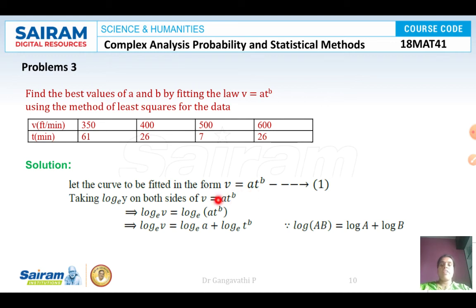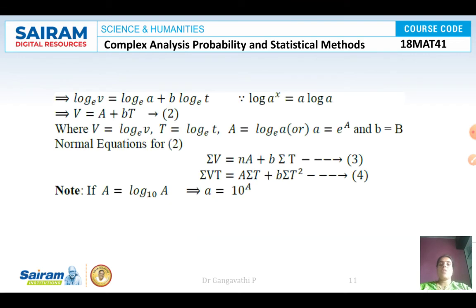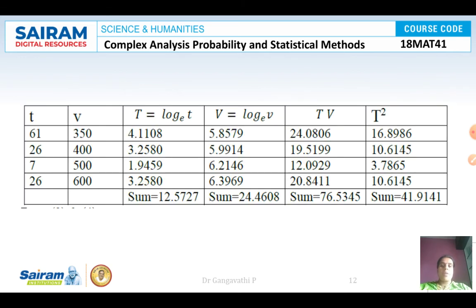Consider the given equation and take log on both the sides. With the properties of logarithms, you can write the equation of a straight line as V is equal to A plus bt. Call this equation 2. And the normal equations for this are: take the summation throughout, that gives one normal equation; multiply by t and then take the summation, which gives the second normal equation. So those are your equations 3 and 4, and we call them the normal equations.